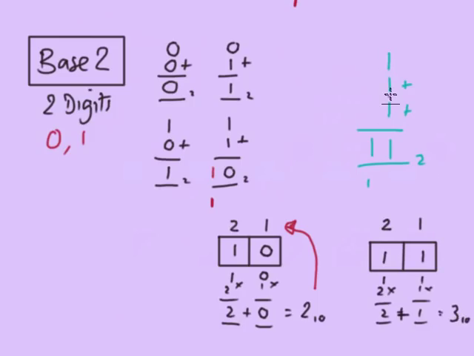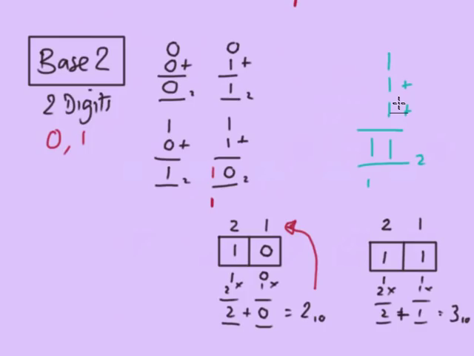1 plus 1 plus 1. This is the same number of things as 3 in base 10, but the same number of things is represented by 1 1 in binary. I hope you're not confused. You've got to think about this. You might have to think about this a little bit more.